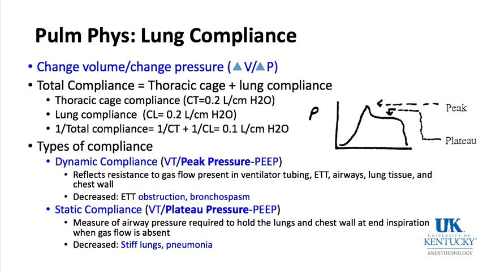The thoracic cage compliance is normally about 200 mLs for each centimeter of water. The lung compliance is usually about 200 mLs per centimeter of water pressure. And then when we add in parallel, we do 1 over the total compliance, which becomes about 100 mLs of gas for each centimeter of water, the total compliance of the pulmonary system.